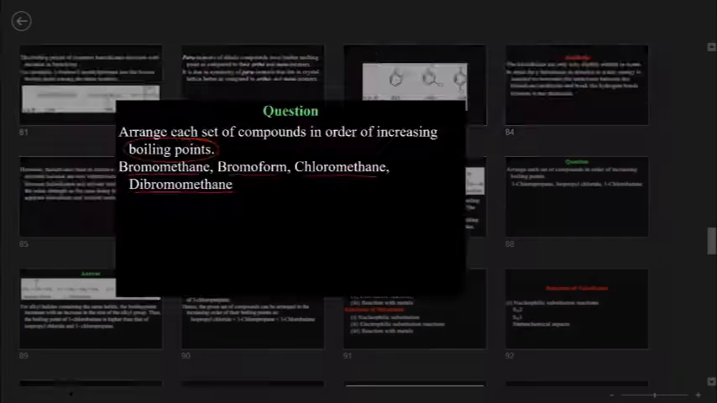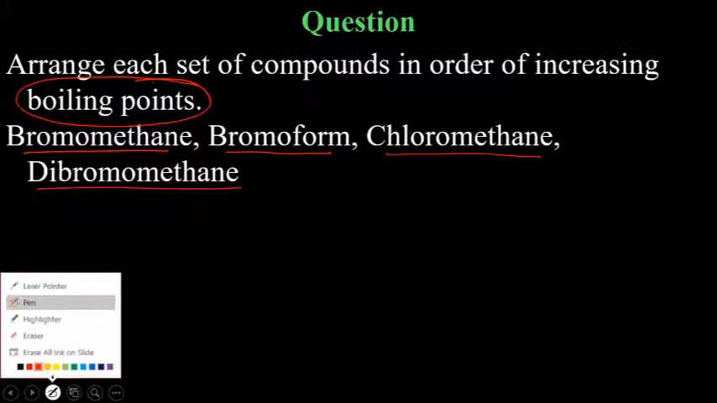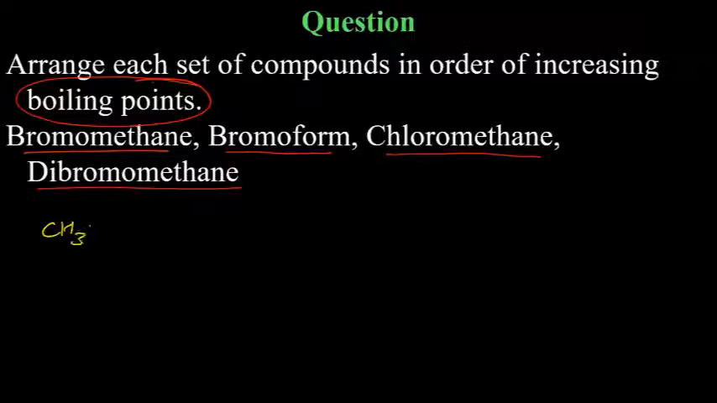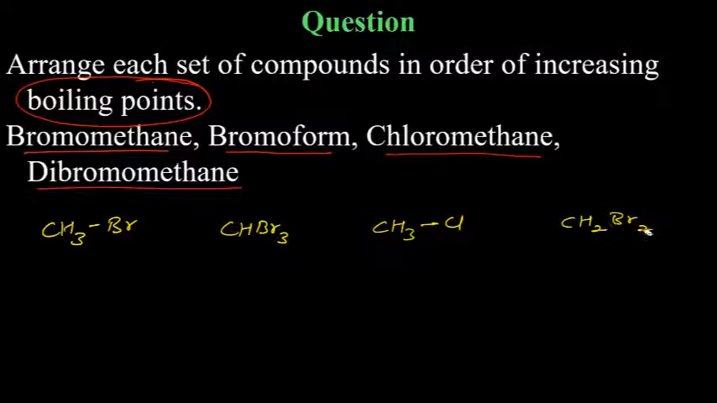Bromomethane is just CH3Br. Bromoform is CHBr3. CHCl3 is chloroform, CHBr3 is bromoform. Then chloromethane, CH3Cl. Then dibromomethane, CH2Br2. It means you can consider this as Br and Br.